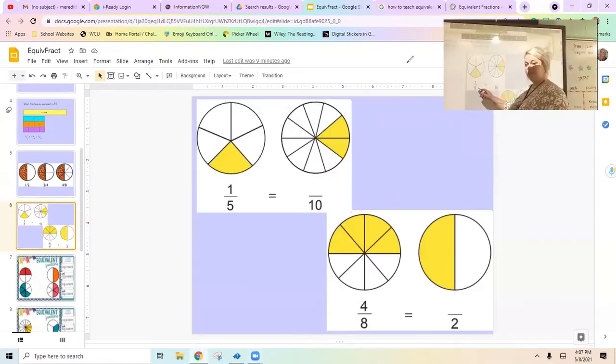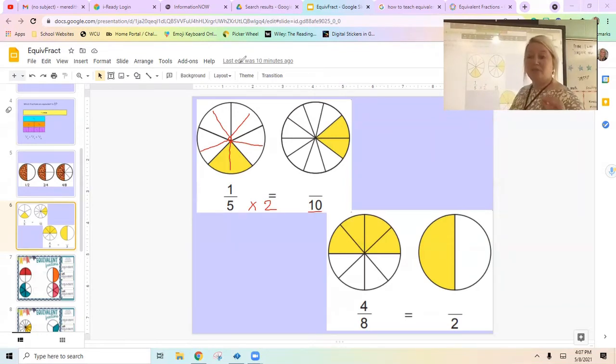If I want to figure out what is equivalent to 1/5 if I divide my shape into tenths, I have to ask myself, okay, what did I have to do to get from 5 to 10? Well, that means that they took these fifths and they divided them all in half again. So that means that now there are tenths. So if I'm dividing them in half, that means I can multiply by 2. 5 times 2 equals 10.